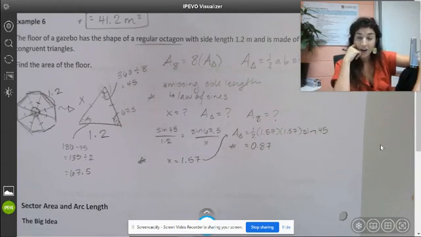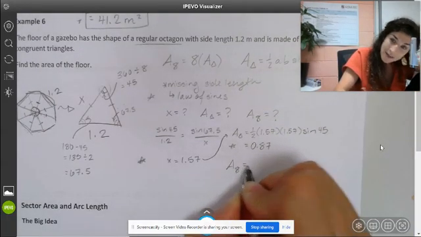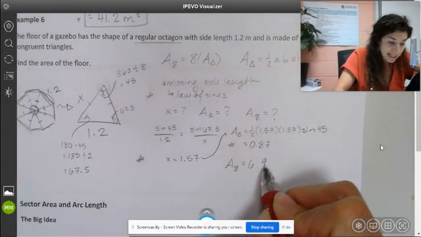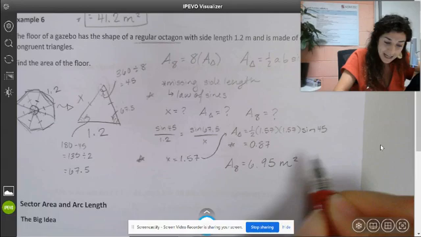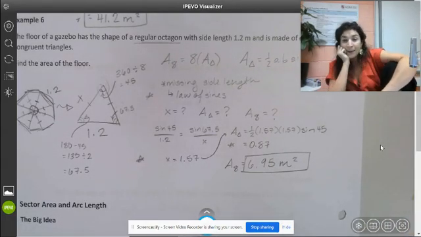So now, in order to find the area of the octagon, we take this and multiply by 8. So go ahead and tell me what the area of this octagon is. Multiplying it out, you should have gotten 6.95 meters squared.